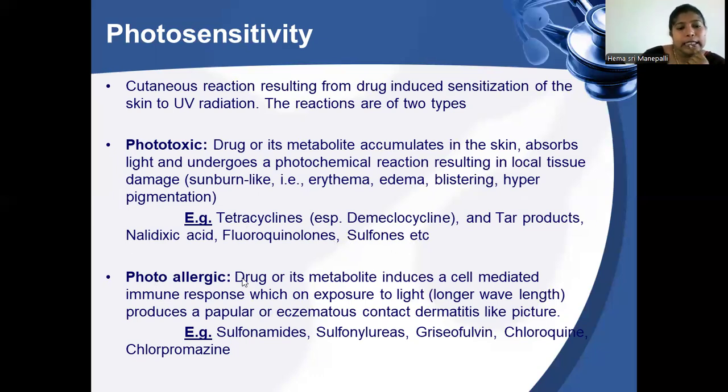When coming to photoallergic, drug or its metabolite induces a cell-mediated immune response which, on exposure to light, longer wavelength light, produces a papular or eczematous contact dermatitis like type. Example: sulfonamides, sulfonylureas, griseofulvin, chloroquine and chlorpromazine.